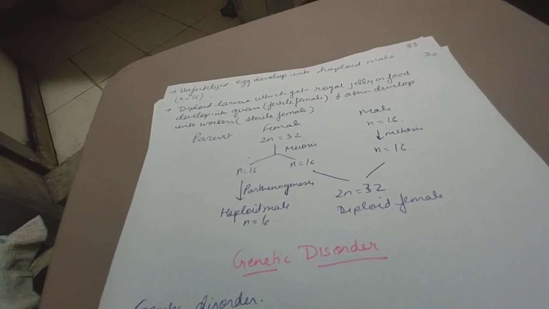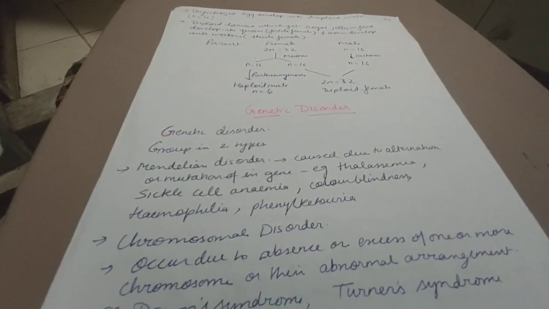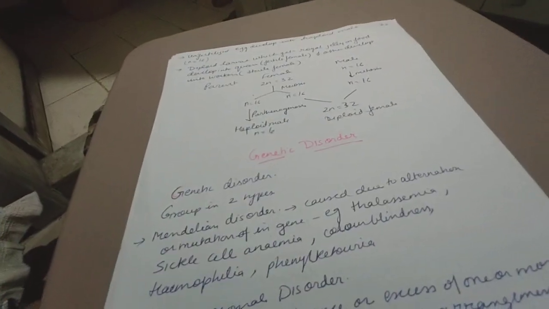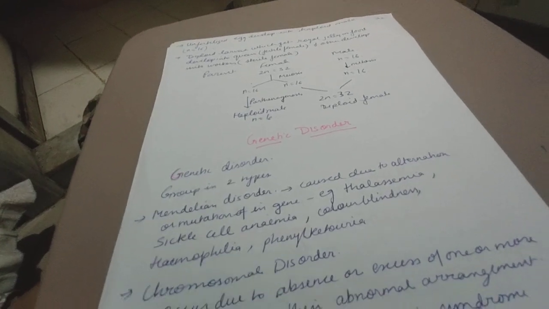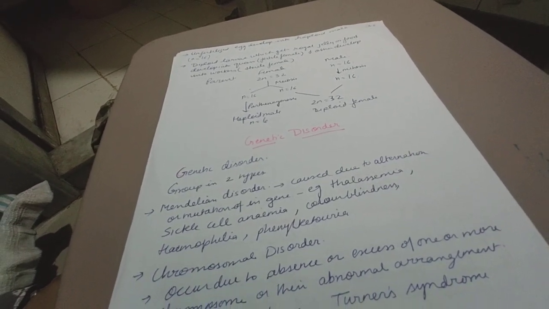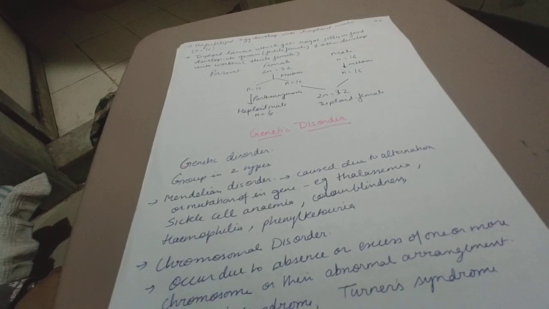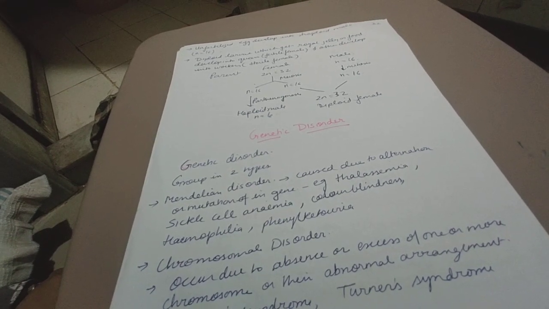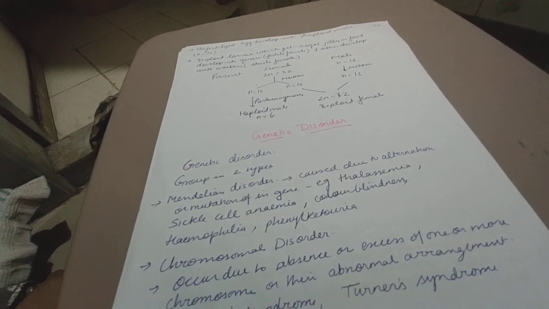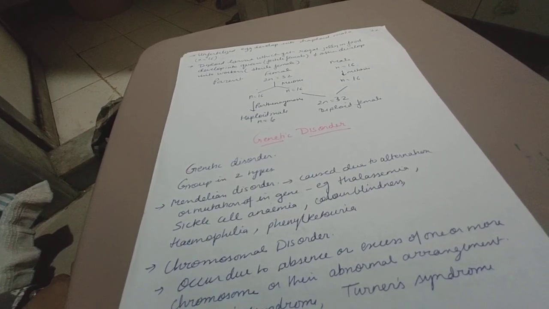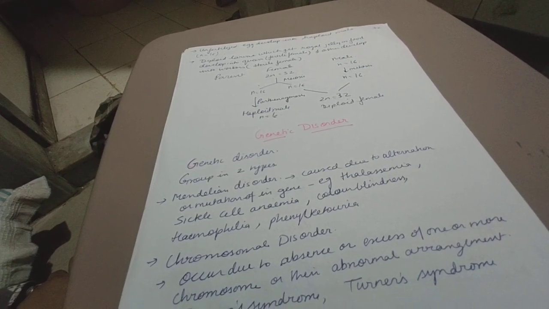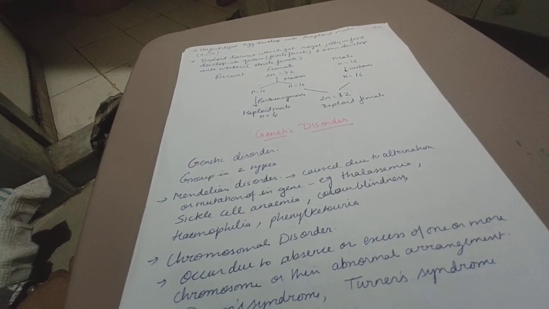Now the last topic is genetic disorders. Genetic disorders are of two types. We will group them into two groups, the Mendelian disorder and the chromosomal disorder. Mendelian disorder is caused due to alteration or mutation in a gene. Some changes take place in the gene, and then that disorder occurs. Examples are thalassemia, sickle cell anemia, color blindness, hemophilia, and phenylketonuria.